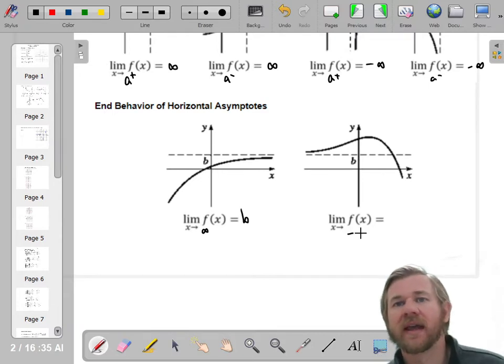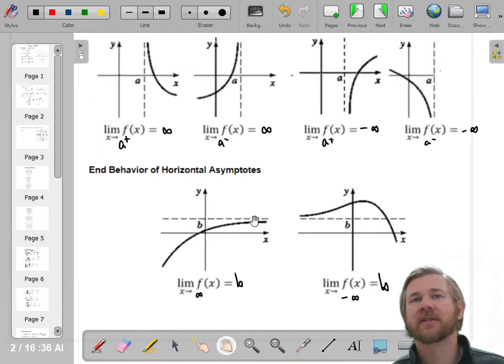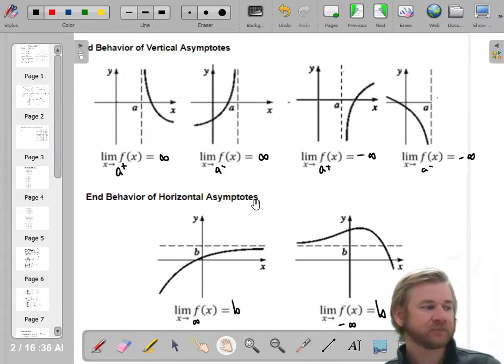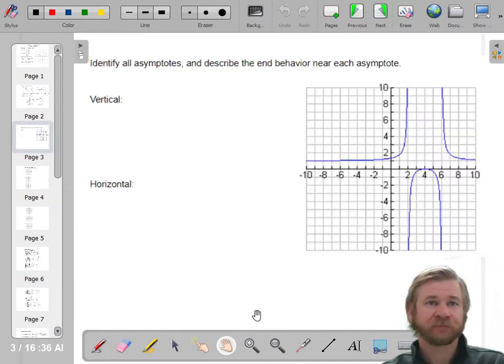And same thing here, negative infinity as x goes to the left, it also approaches b. So that's the notation that we use to describe end behavior. Let's do maybe one more, kind of wrap this all into one problem.